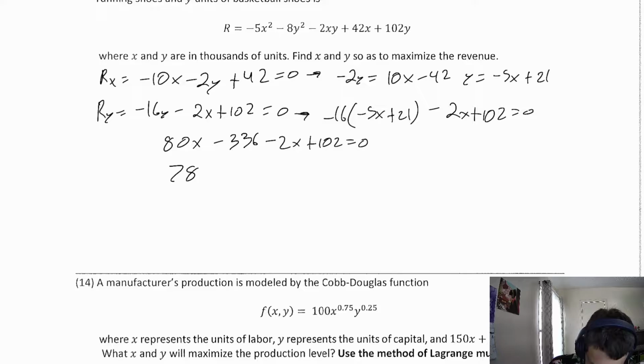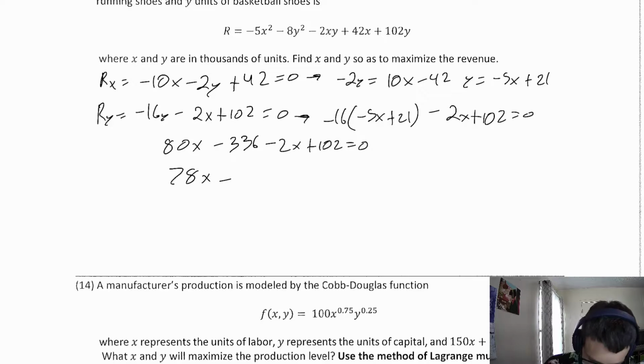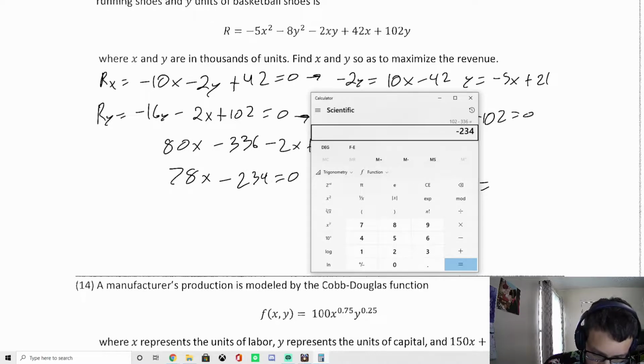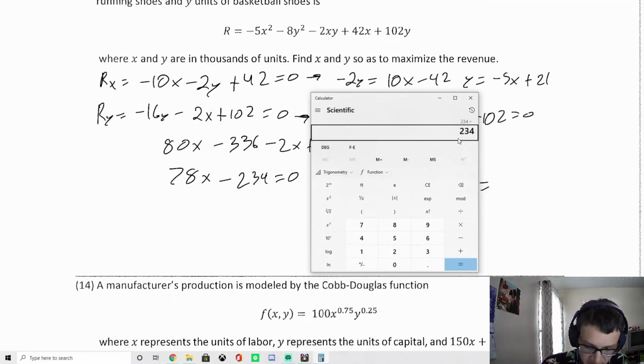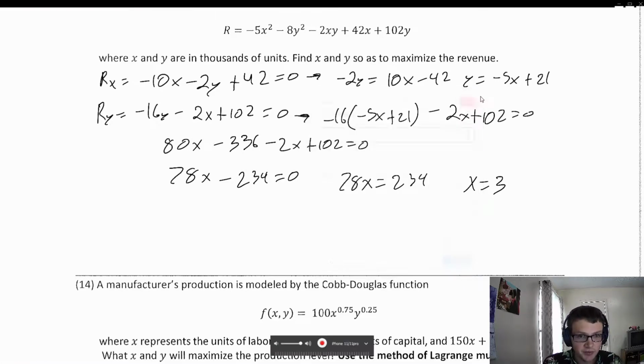So this gives us 78x minus, 102 minus 336 gives us minus 234. So that gives us that 78x equals 234. So then x equals 234 divided by 78. 234 divided by 78 equals 3. So we find that x equals 3.